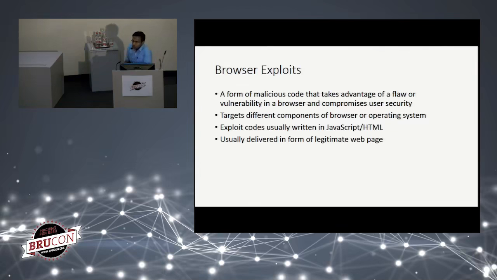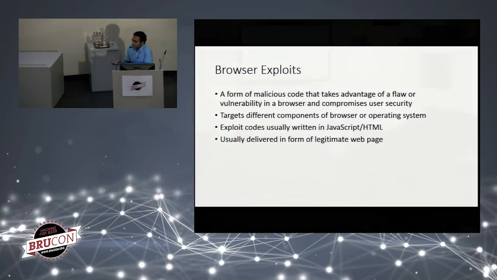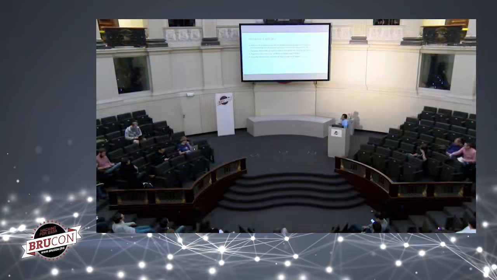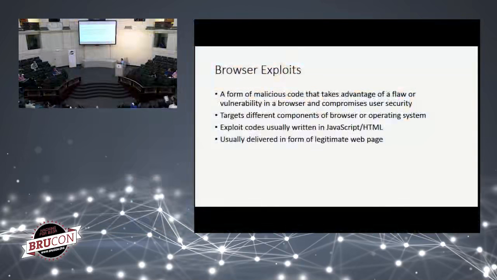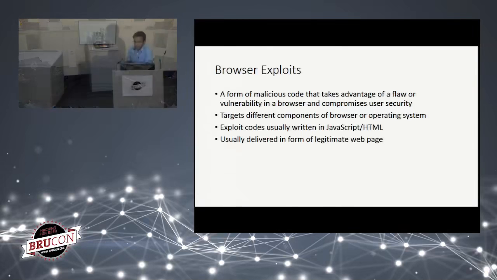Browser exploits. So what are browser exploits? It's actually a form of malicious code that gets delivered to your browser, and it exploits some flaws in your browser and compromises OS security and system security. It targets different components of the browser. Browsers are very complex, so it can target many different components. These exploit codes are mainly written in JavaScript or HTML. Usually it gets delivered in the form of legitimate web pages. It could be a phishing page or some normal website as well.